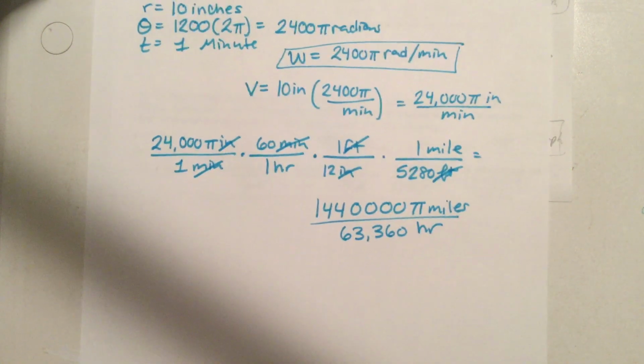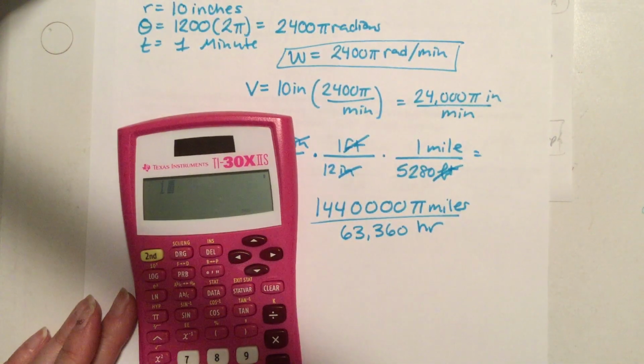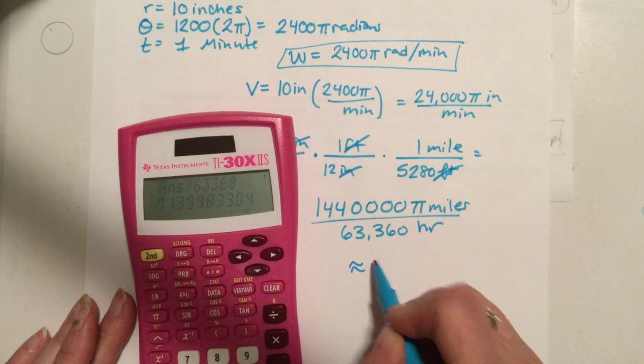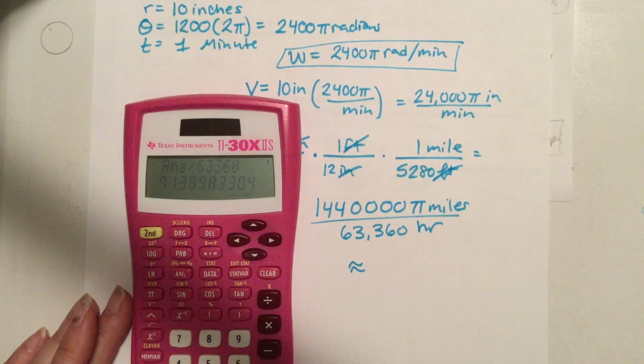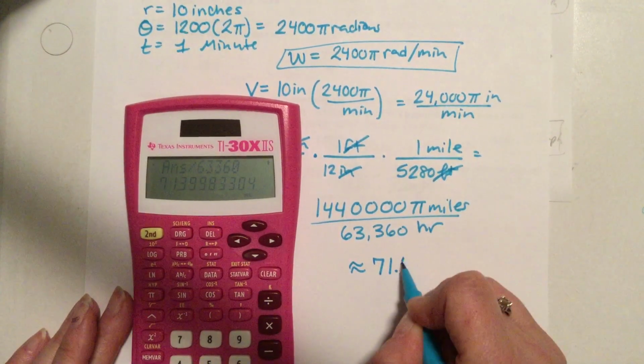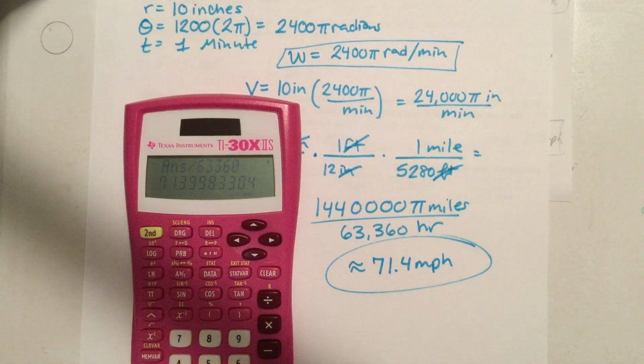Ready to see how fast your sock actually goes while it's in spin cycle? You're not even going to believe this. 1,440,000 pi. There's the top. Divided by 63,360. Yes, you are reading that right. A sock that is stuck to the side of the washing machine on spin cycle travels approximately 71.4 miles per hour. If that sock was on Highway 10, it could get pulled over and get a speeding ticket. This is why I love math, you guys. Like, look how fun this is.